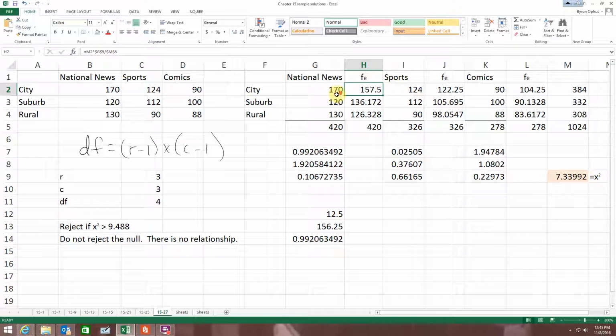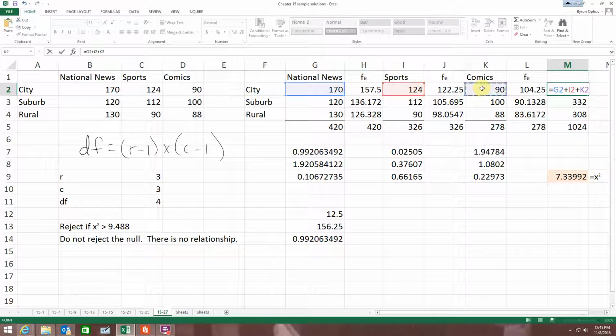What I need to do then is total each column, these are the columns, so that's pretty easy. Don't worry about these FEs yet. So I'll total my national news, I'll total my sports, and I'll total my comics. Then I need to total my city, and instead of doing the sum, I've got to say it's this plus this one, plus this one, because I've got to skip those FEs for now. Once I do the one, then I can carry it down.